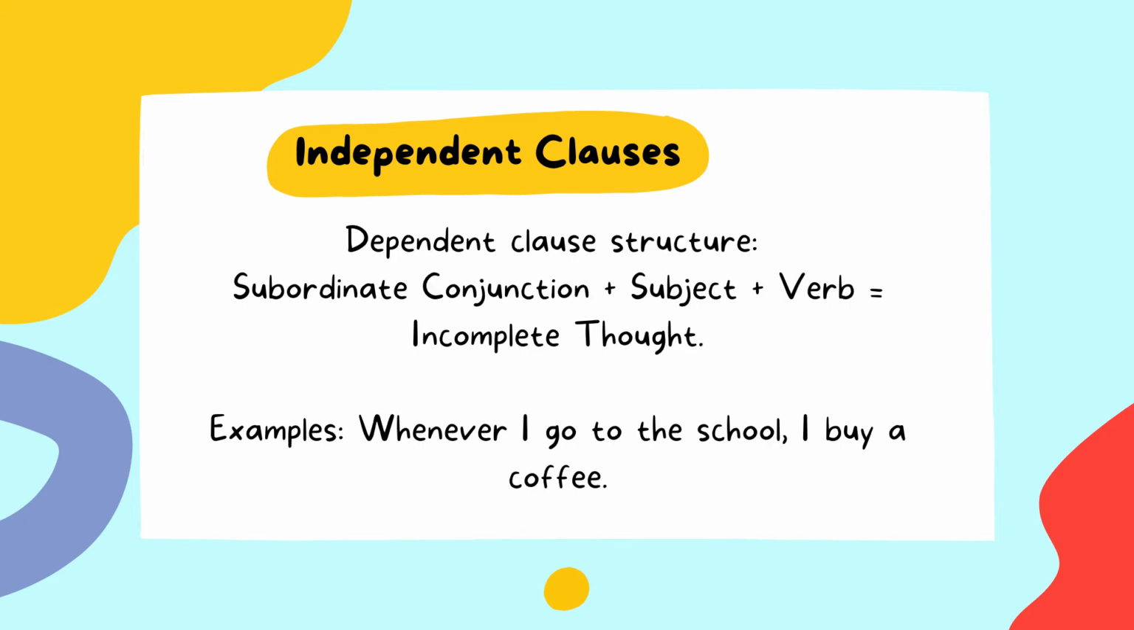For example, after, also, before, as, etc. Dependent clause structure is subordinating conjunction plus subject plus verb. For example, "Whenever I go to the school, I buy a coffee."